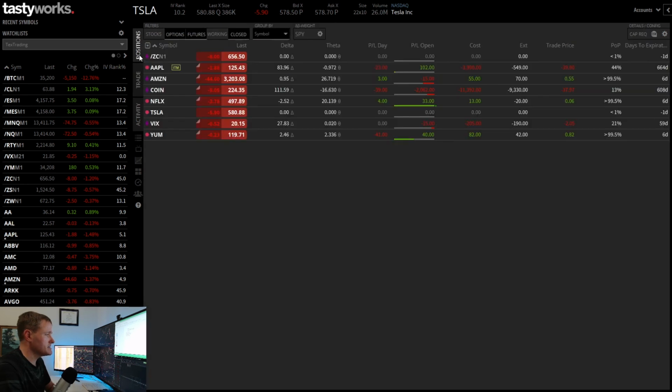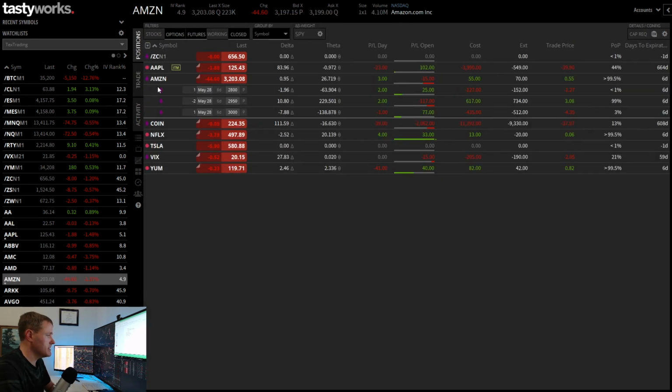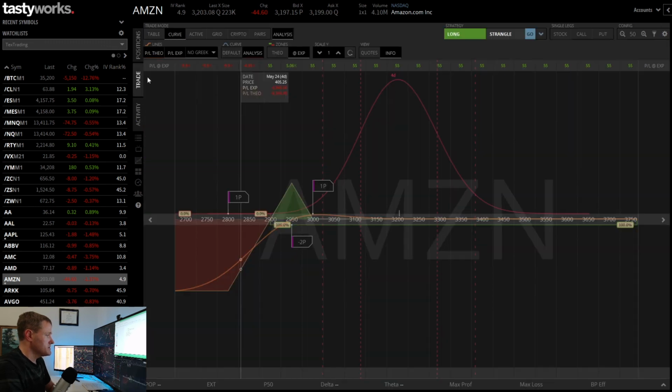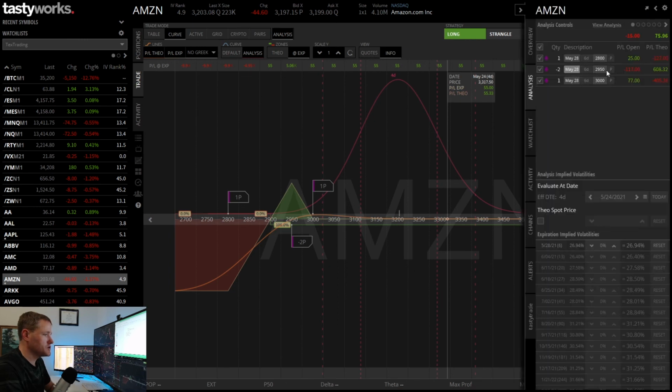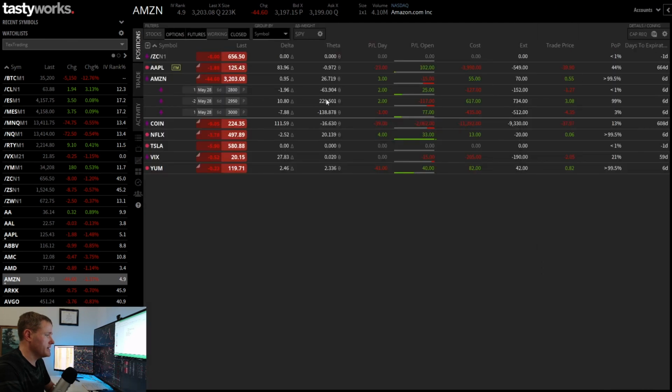Let me show you an example of one that I have on. If I go to Amazon here and we go to our curve view, you can see that what I have here is I am short the 2950 puts, and then I'm long a 2800 put, and I'm long a 3000 put. And I actually brought in on this trade a total credit of $55.